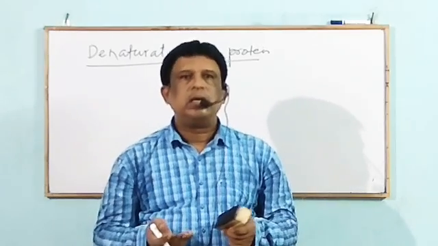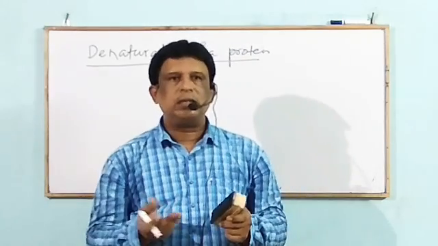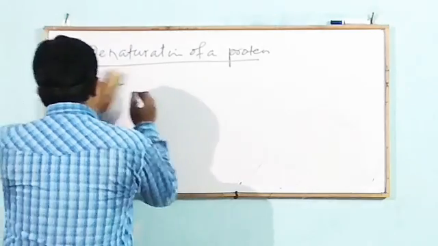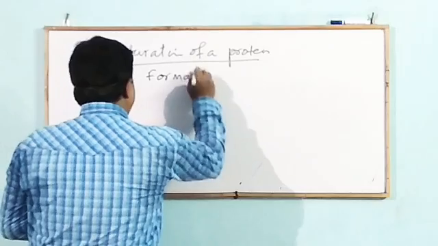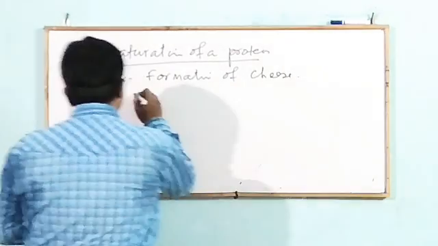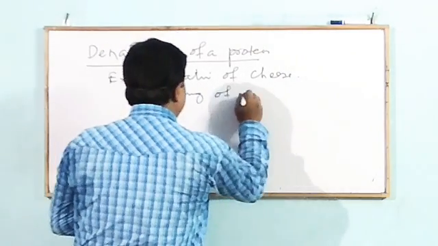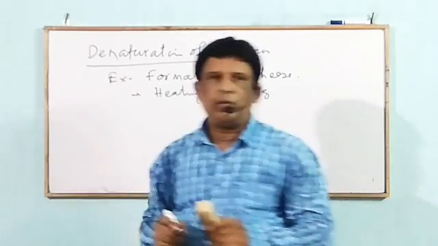Examples are formation of cheese and heating of egg. It is known as denaturation of protein.